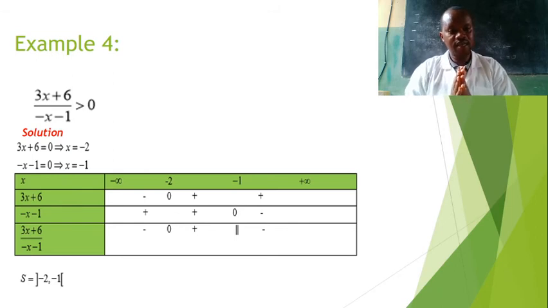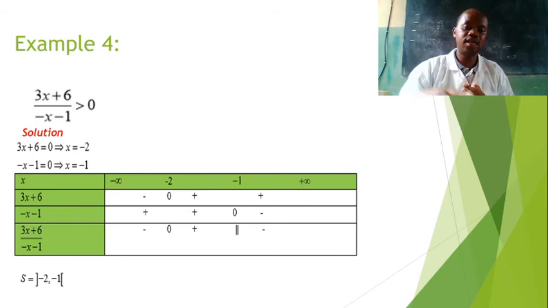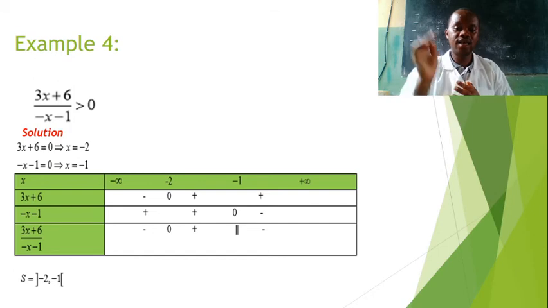For minus x minus 1, we choose any number between minus infinity and minus 1. Then we can take minus 3. If we take minus 3, we will have positive 3, minus 1, we will have positive 2, and that is why we have positive, and then in the other range after 0 we have negative.